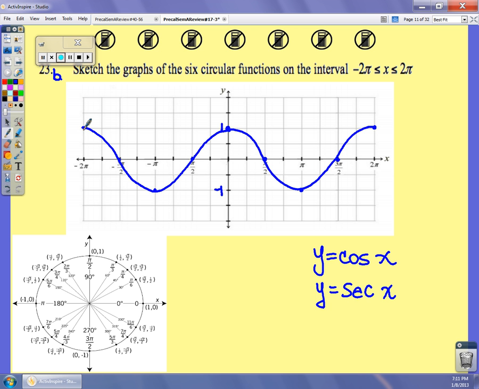Now, what we want to add to this is the secant function. And remember, the secant is the reciprocal of the cosine function. Now, where cosine is equal to 0, remember the reciprocal of that will be undefined. So, first thing that we want to do is put in those asymptotes. Remember, these occur where cosine is equal to 0.